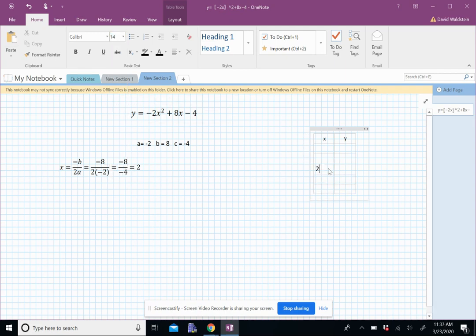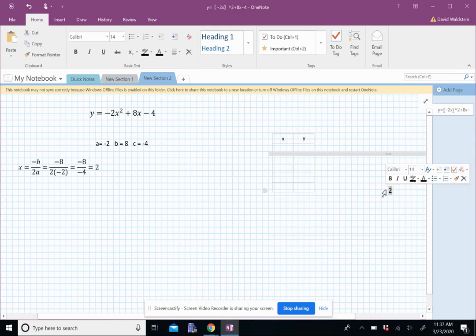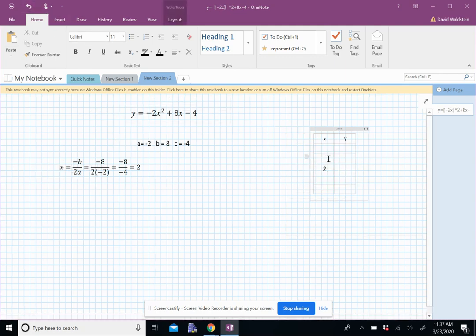Now that 2 is going to go right in the middle of our table of values. So we're going to put 2 right in the middle. And then we're going to pick two numbers smaller than 2. I'm going to go with 1 and 0. And then two numbers bigger than 2. Let's go with 3 and 4. So now I have my x-coordinates for my table down here. Let's make those a little bit bigger.